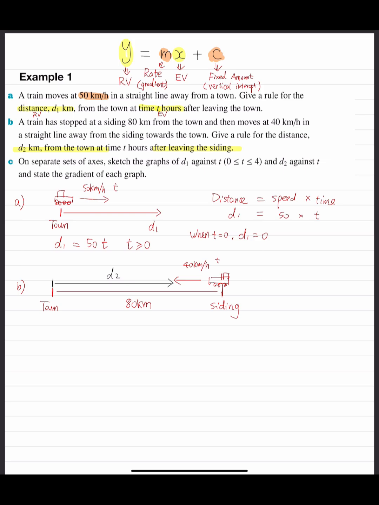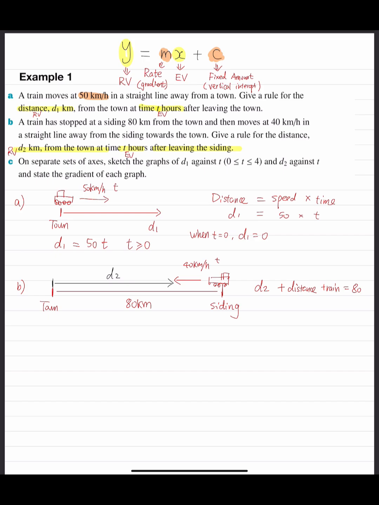Let's construct a little equation. From looking at here, we know that d2 plus the distance the train travels should equal 80 kilometers, because the total distance between the town and the siding is 80 kilometers. The more distance the train travels, the less distance d2 will be measured. So again, we first identify the two variables. Clearly d2 is going to be the response variable, and the time t is going to be the explanatory variable.